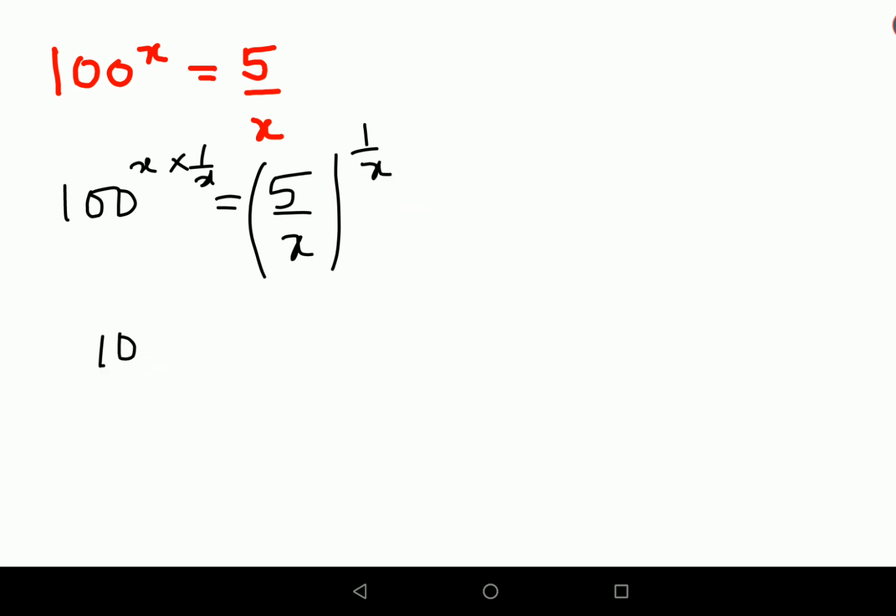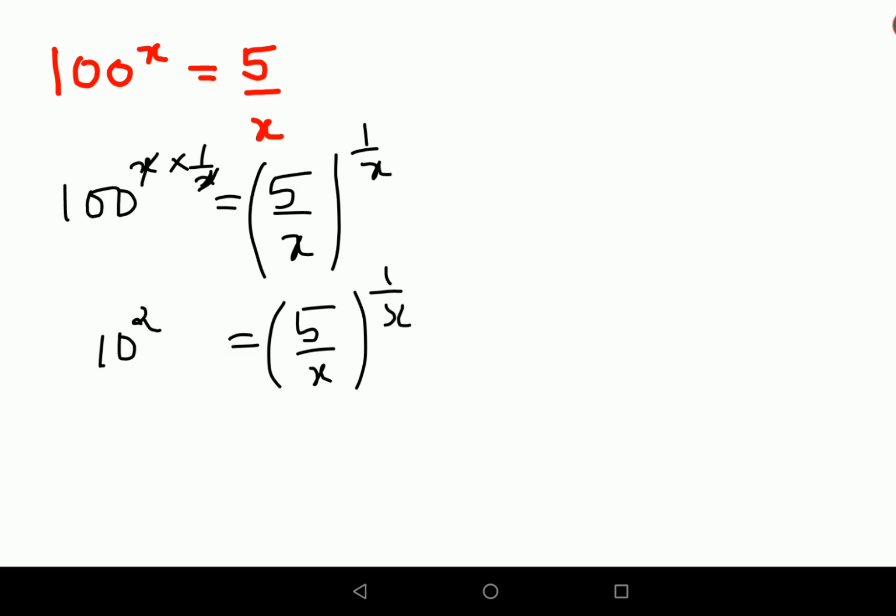So this is now coming out to be what? 100, since the x's are cancelling, right? So 100 can now be written as what? 10 squared. Here I have 5 upon x into 1 upon x. Now after this you get stuck.